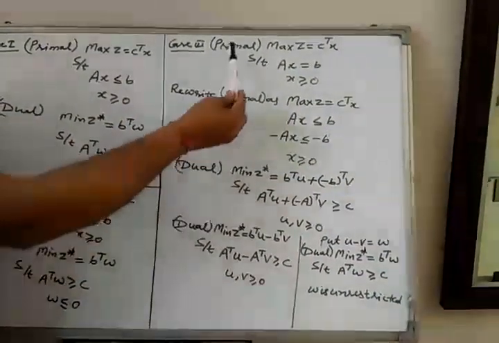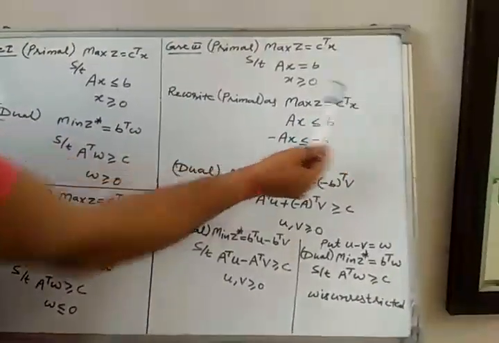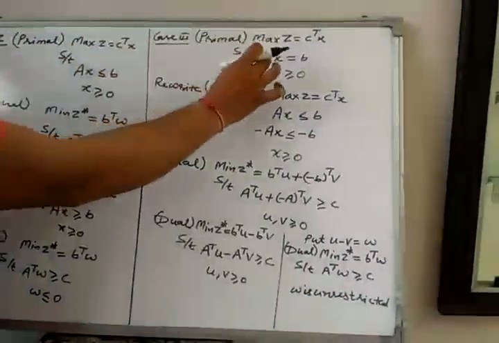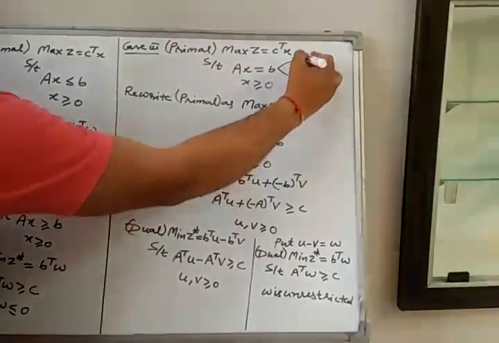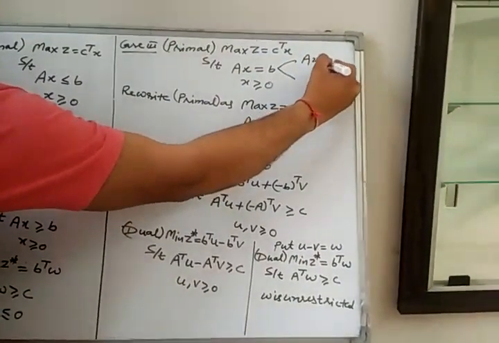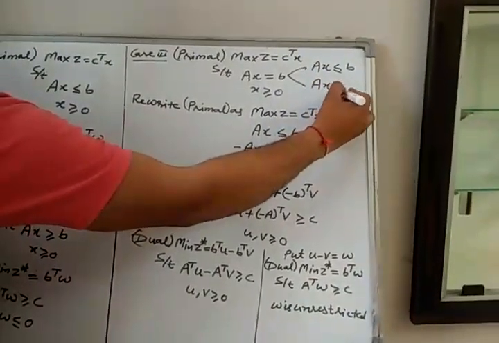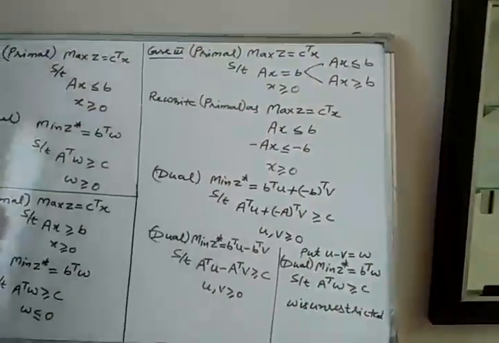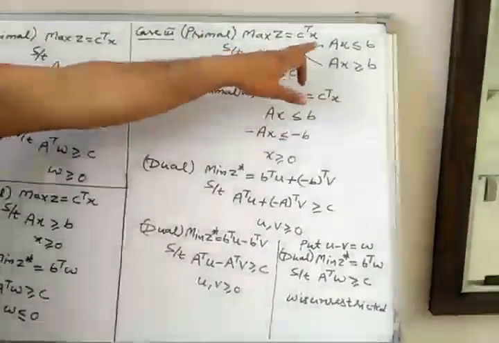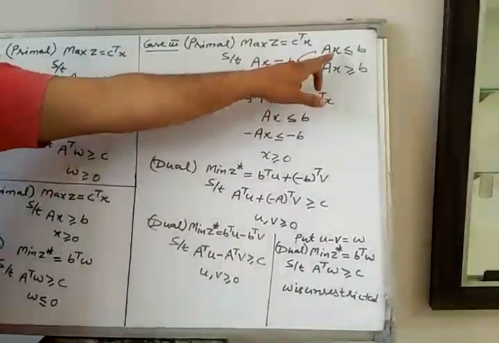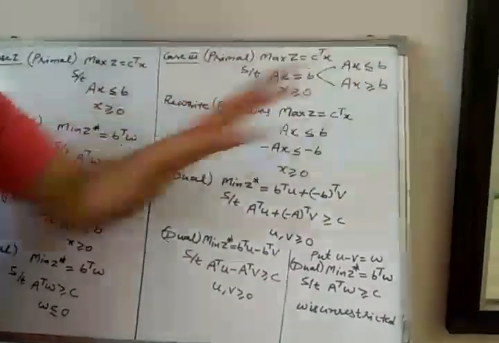First we rewrite this primal problem as: maximize z equal to c transpose x. Here as constraints are of equality type, we divide into two constraints. One is of the type Ax less than equal to b, and second is Ax greater than equal to b. We split this constraint Ax equal to b into two types of constraints. First is of the type less than equal and second is of the type greater than equal.